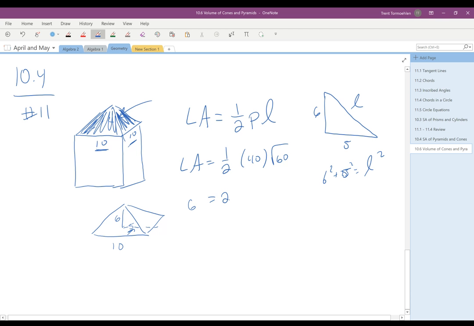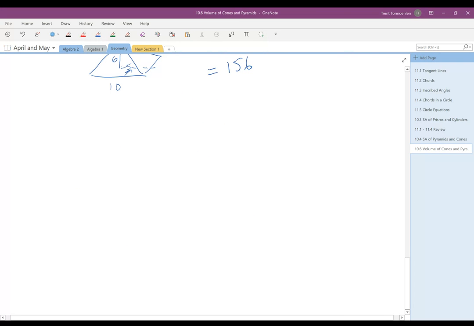So your answer just turns out to be 20 times the square root of 61. Square root of 61 is a little bit less than 8. When you multiply this out on your calculator, because it said round to the nearest whole foot, you get 156 square feet. All right, for number 25, you're given this time your pyramid, but it's not a square pyramid.